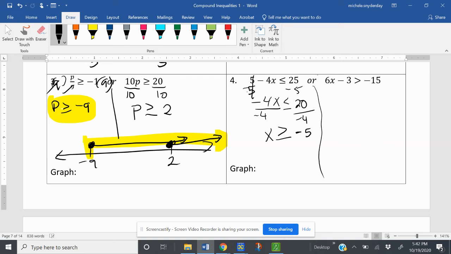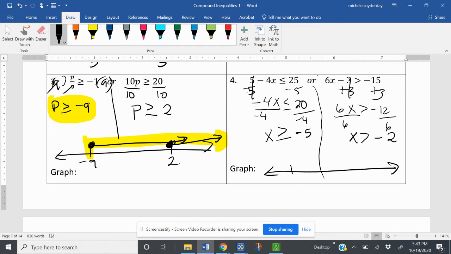Other side. Let's see, 6x minus 3, the opposite of -3 is to add 3. And now we have 6x is greater than -15 plus 3, which is -12. Divide both sides by 6. And we have x is greater than -2, since 12 divided by 6 is 2. So our most important numbers are -5 and -2. Make sure you get them in the correct order, or you're going to have the wrong answer.